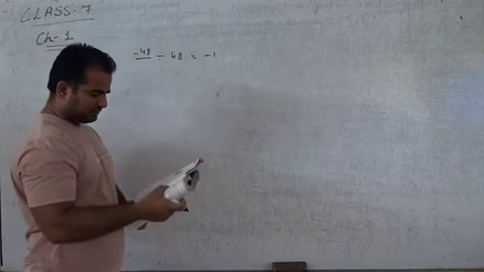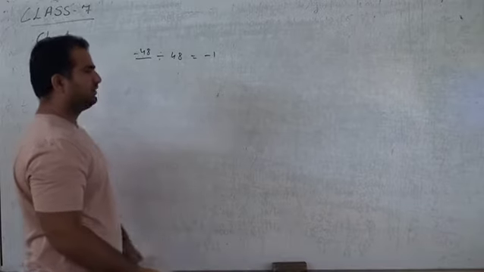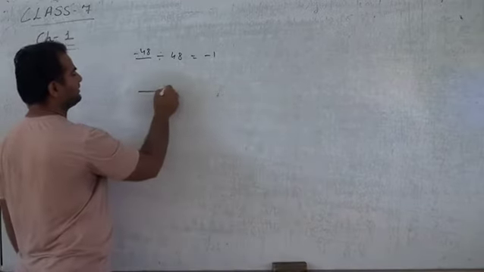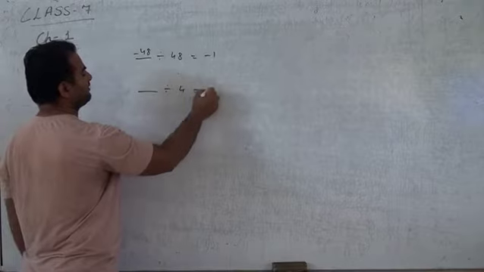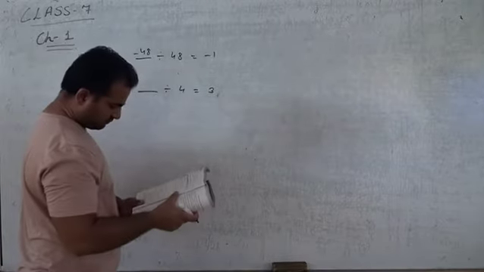Next is dash divided by 4 equals minus 3.